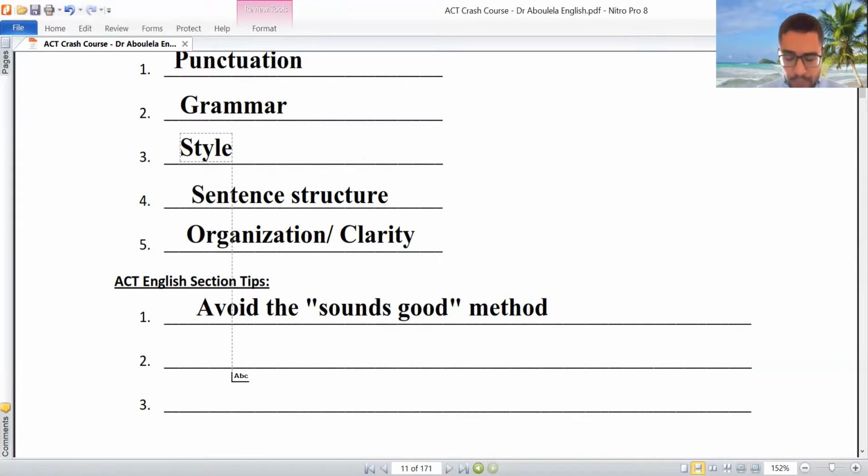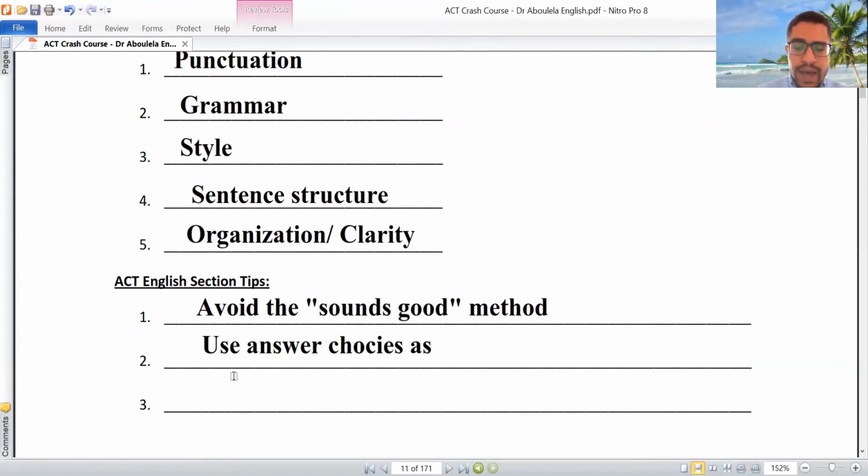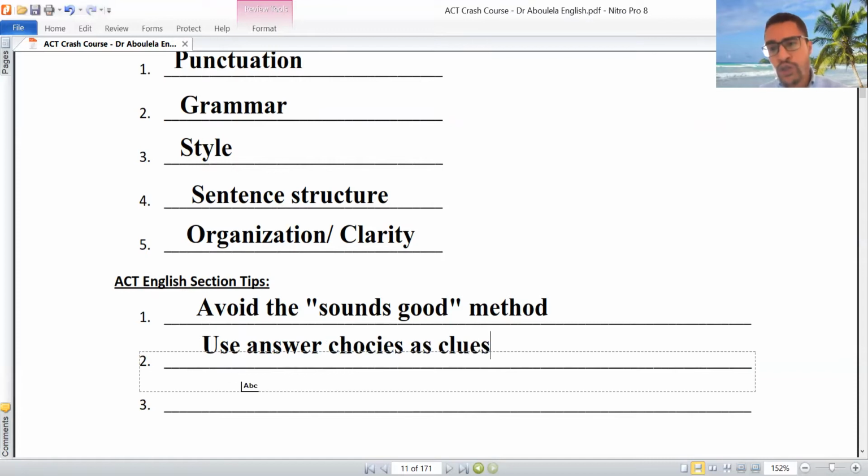The second one, very important, is about using answer choices as clues. So if you are not sure about what error is being tested in the question, vertically read the answer choices. So go from A, B, C, D, and find what's being tested. And we're gonna practice this.